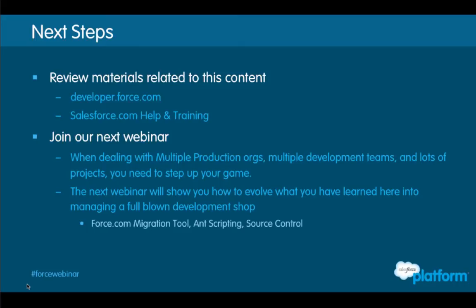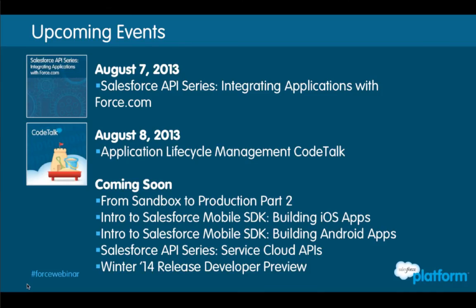The next webinar is dealing with a company profile where perhaps you have multiple production orgs, or maybe you have one main production org, but you have a host of different development environments at your fingertips. Maybe you have multiple development teams and projects. If that is your situation, then you're going to want to evolve from what we just showed you to what we'll be showing you in the next webinar. And in there we'll be highlighting Force.com migration tool, ant scripting, and source control.